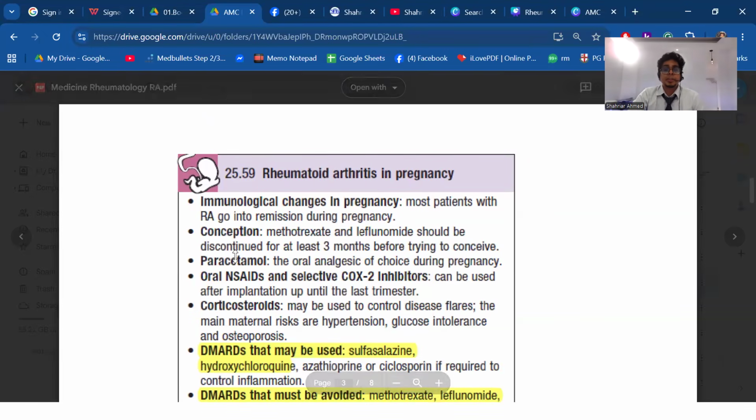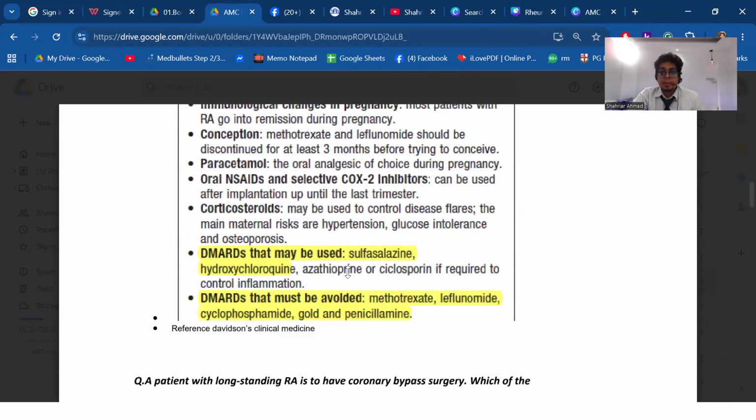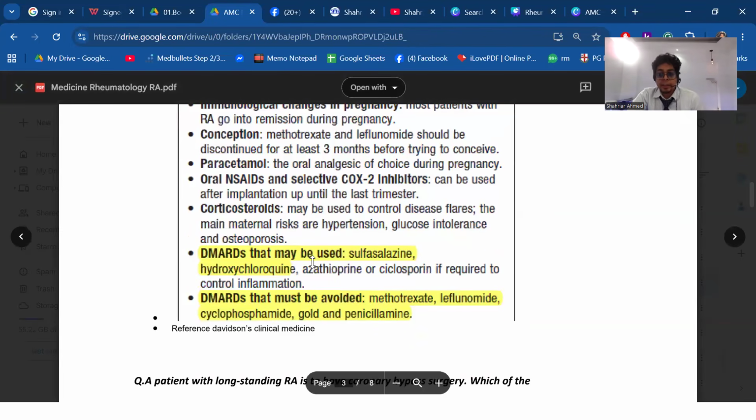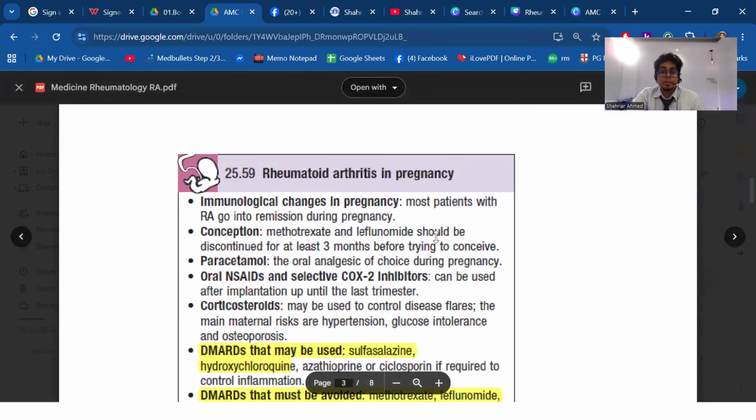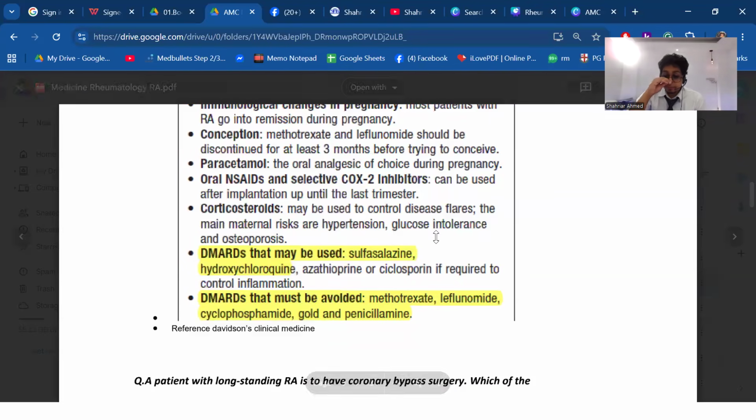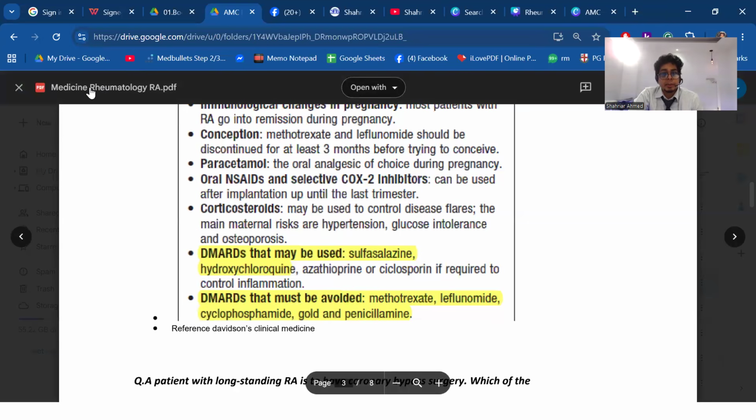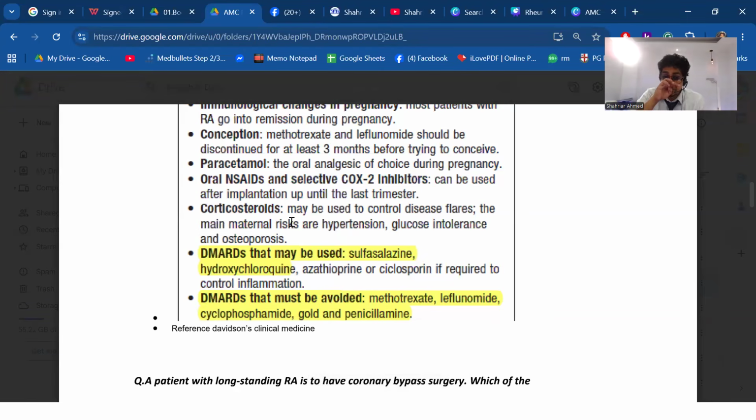There is a huge chance that when you are reading a major disease, a pregnancy-related question will be asked. So for disease-modifying anti-rheumatic drugs, which are safe during pregnancy and which are to be avoided during pregnancy? Here is your information. You'll find this SMA note in our note section. You can see it as medicine, rheumatology, RA, PDF. You can find it very easily. We'll give you a demonstration at the end on how to find it.